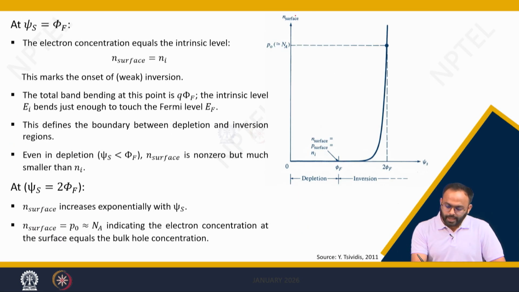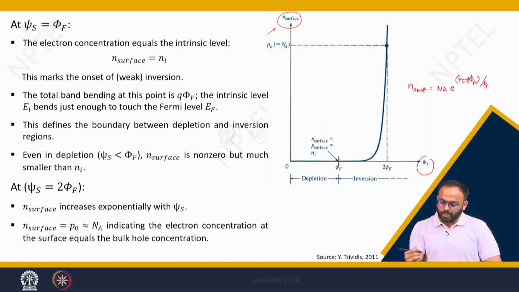If we plot the N surface versus psi s, the moment it becomes phi f. So the equation of N surface was Na exponential of psi s minus 2 times phi f by phi t. I am analyzing this, and this is plotted in a linear scale. So only the one concentration you can show, either majority or minority. So here I am taking one condition: what will happen when psi s is equal to phi f.